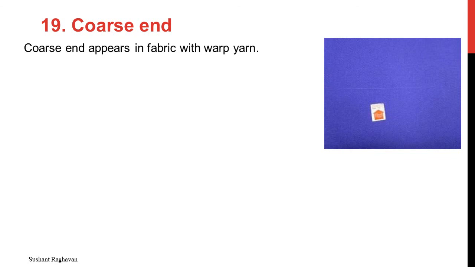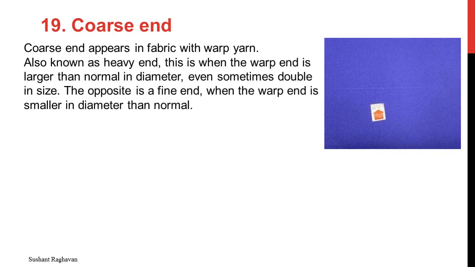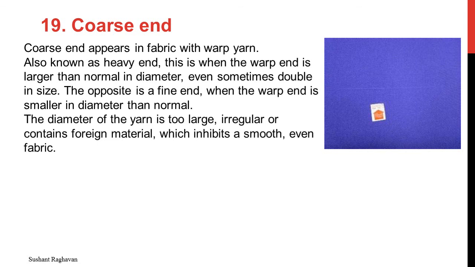Coarse end. Coarse end appears in fabric with warp yarn, also known as heavy end. This is when the warp end is larger than normal in diameter, even sometimes double in size. The opposite is a fine end, when the warp end is smaller in diameter than normal. The diameter of the yarn is too large, irregular, or contains foreign material which inhibits a smooth, even fabric.